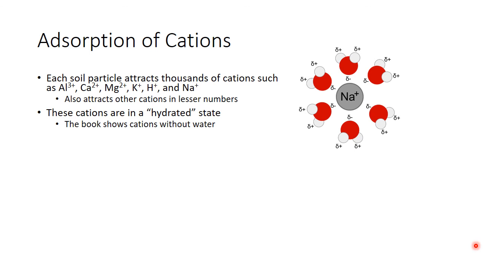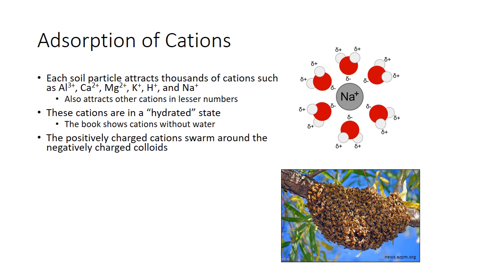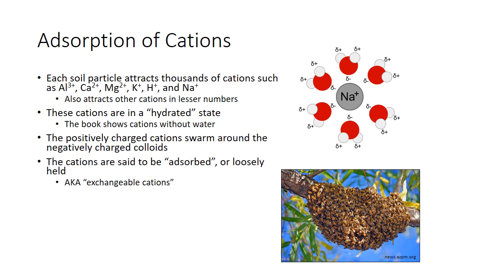So H2O has two hydrogens. Hydrogens are positively charged, so they point away. The oxygen is negatively charged, and it points towards the sodium. So we have all the water molecules with the negative side pointed towards the sodium, and the positive side pointed out. And we can think of these water molecules swarming around the sodium and the rest of the cations. And then we can think of these cations swarming around the large anion colloid like a swarm of bees trying to protect their queen.